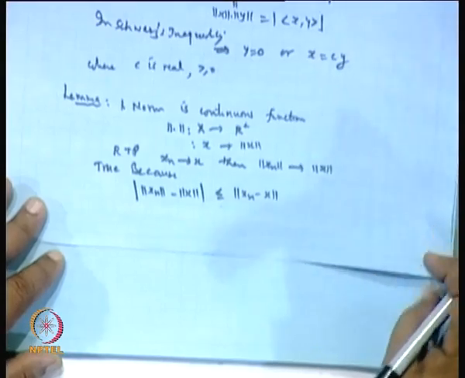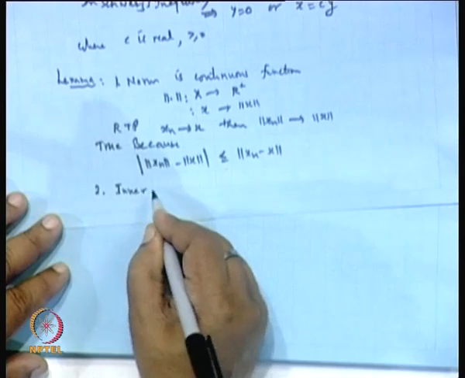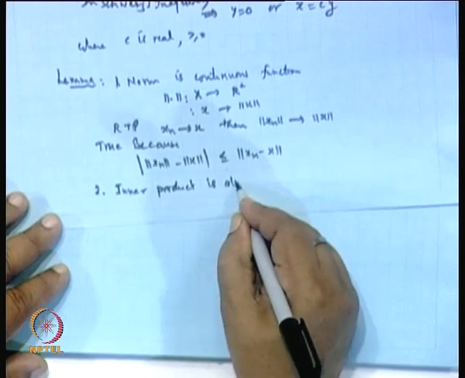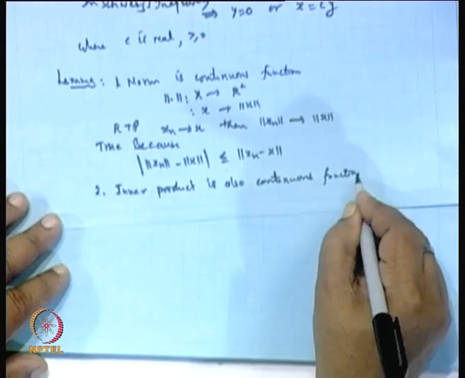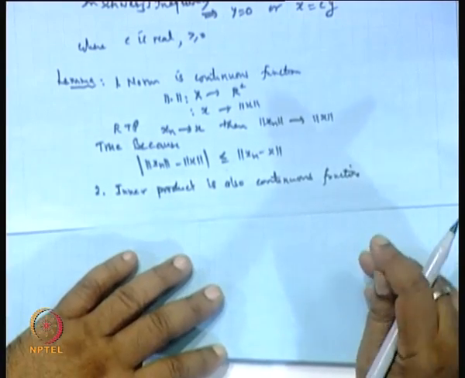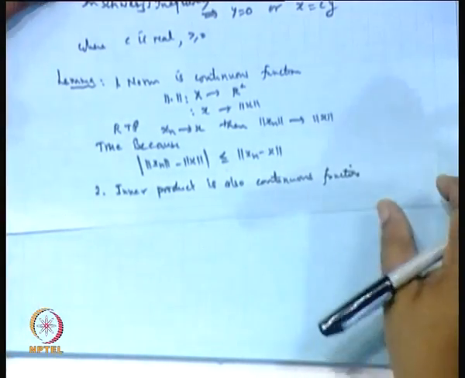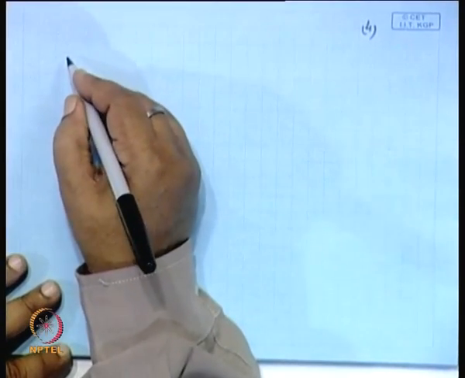Similarly, we can show that inner product is also a continuous function. In fact, it is continuous with respect to both the coordinates, jointly continuous, you can say. Why? The proof is like this, we can say in the form of a lemma.